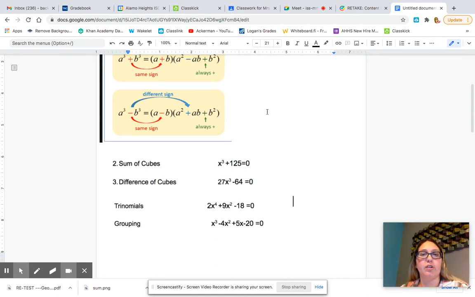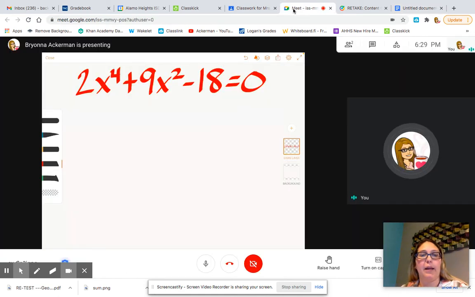So again, we can start by doing this by setting up the AC method. And I picked one where A is not 1 so that you could also use grouping after you do the AC method. So the first thing you want to do is A times C. So in this case, you have a negative 18 times 2. And so that's going to give me a negative 36.